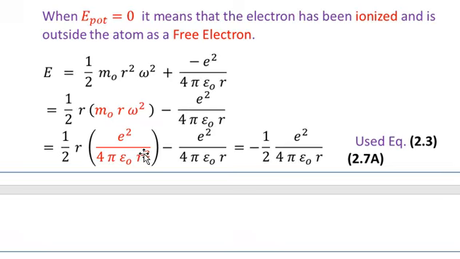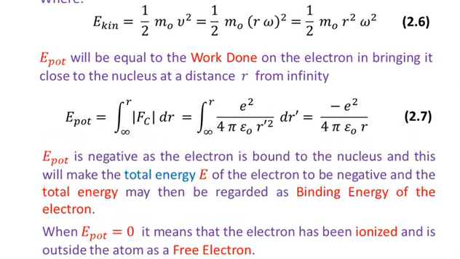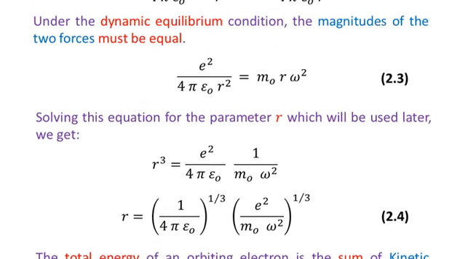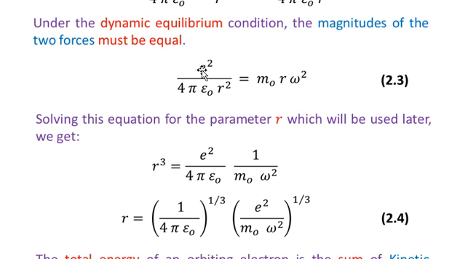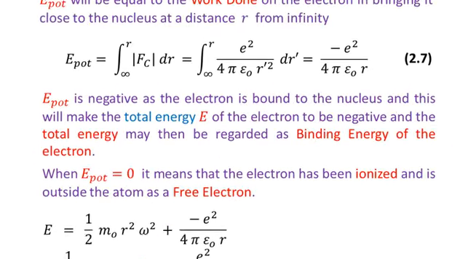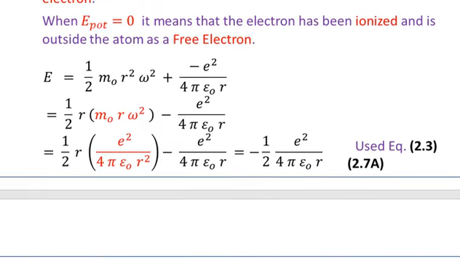So now you see that I have used equation number 2.3. Where is equation number 2.3? This is equation number 2.3. From equation number 2.3, you can substitute m naught r omega square by its value, which is E square over 4 pi epsilon naught r square. So making this substitution using equation number 2.3, I have this expression.